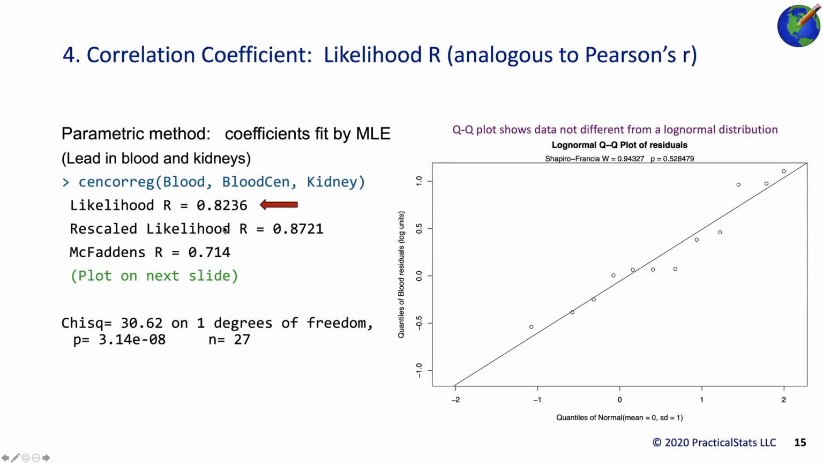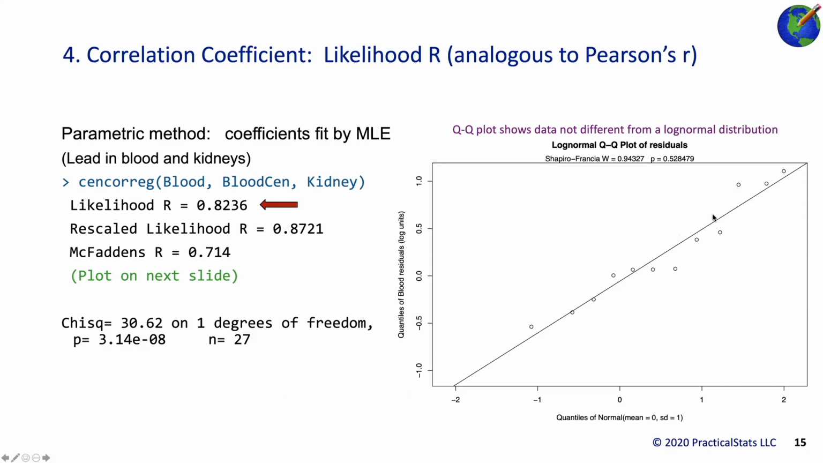There are other correlation coefficients as well. I'm just going to talk about this one for right now, just because it's the most similar to Pearson's r. It's not similar computationally, but it's similar in the way the scale functions. And it gives you a p-value that says this is not 0. So we do have a significant correlation.